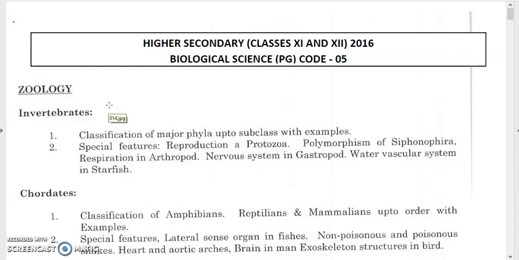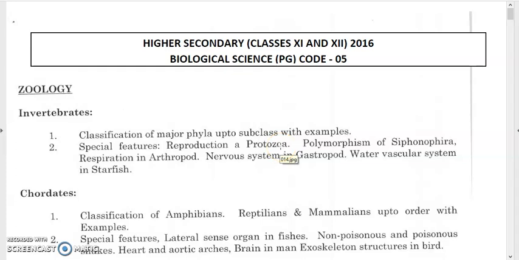Like invertebrates and chordates. So in invertebrates you have Porifera, Cnidaria, Ctenophora, Platyhelminthes, Nemathelminthes, Annelida, Arthropoda, Mollusca, Echinodermata, then Chordata. You should have an idea of all the classification. So the first part of the syllabus contains classification of major phyla up to subclass with examples. Second is special features, that is reproduction in protozoa. These actually contain protozoan reproduction.